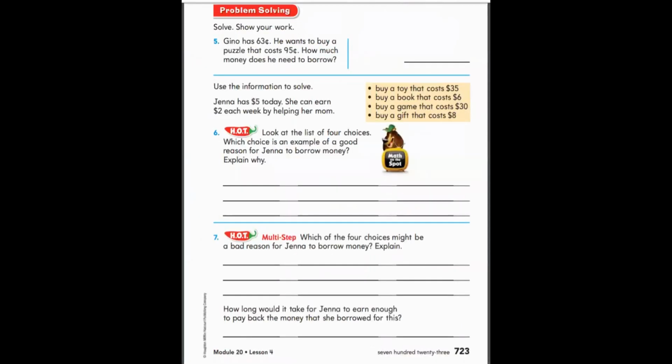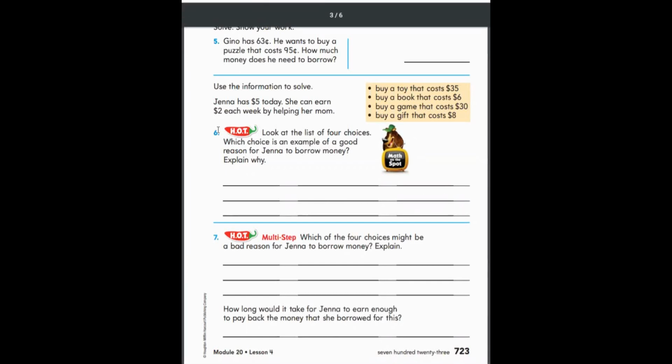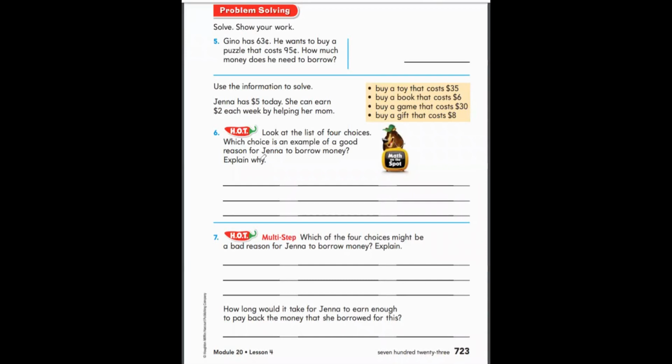Okay, this is page 723 of your Texas Math book, volume 2. And we're going to start solving question number 5. We got to read the problem first, then we start solving. Okay? So the problem says, Gino has 63 cents. He wants to buy a puzzle that costs 95 cents. How much money does he need to borrow?